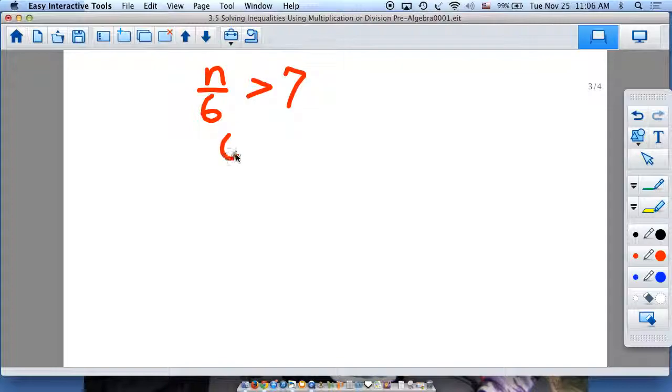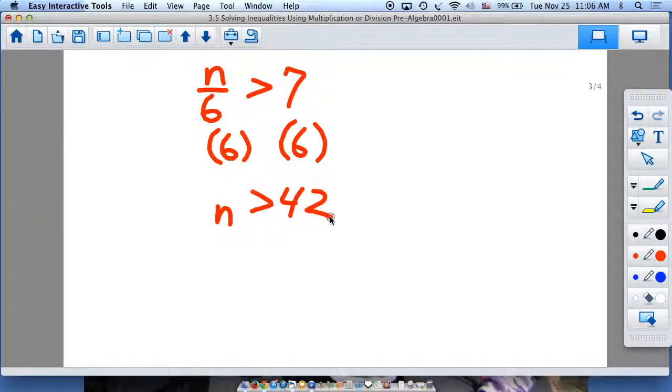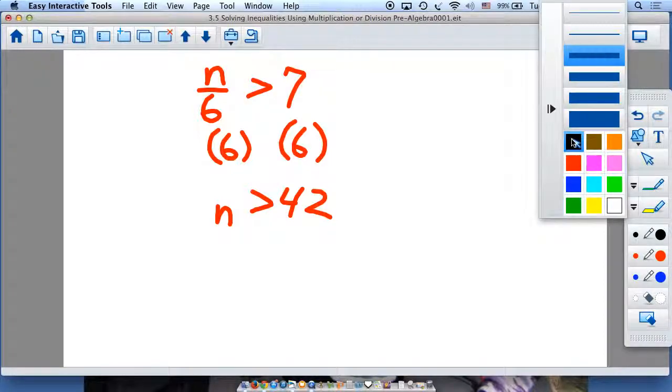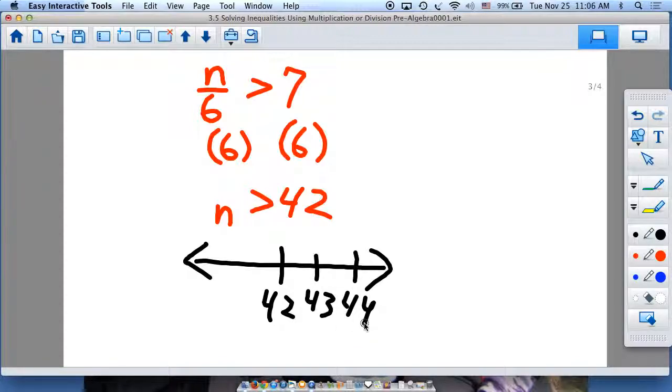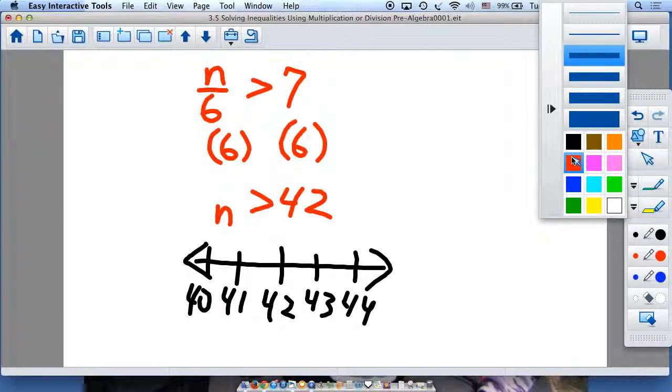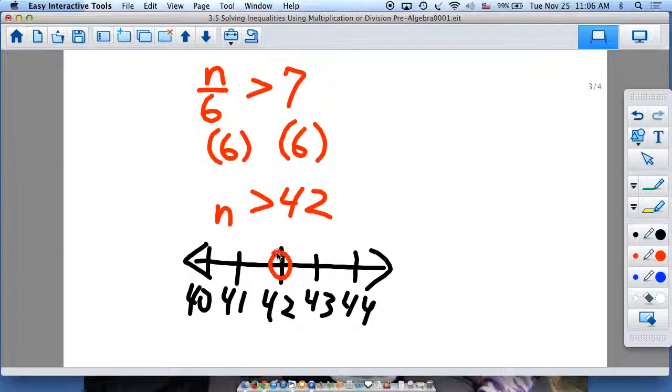In this problem, we should have multiplied both sides by 6. And n is going to be greater than 42. Now, notice I didn't flip the sign this time, because we're not multiplying by a negative, we're multiplying by a positive number. Do our number line. So we're looking for all solutions that are greater than 42. So open circle or closed circle on the 42? Hopefully you recognize that it's going to be open. And all solutions greater than 42 could fill in for n.